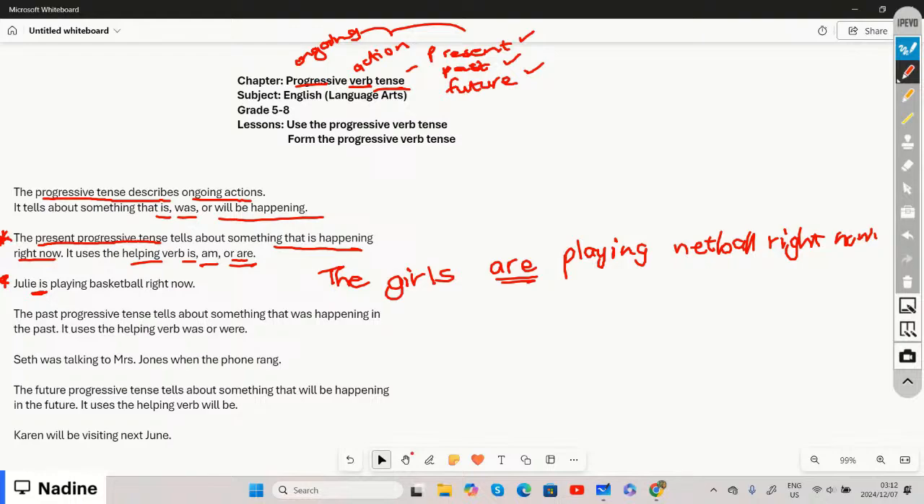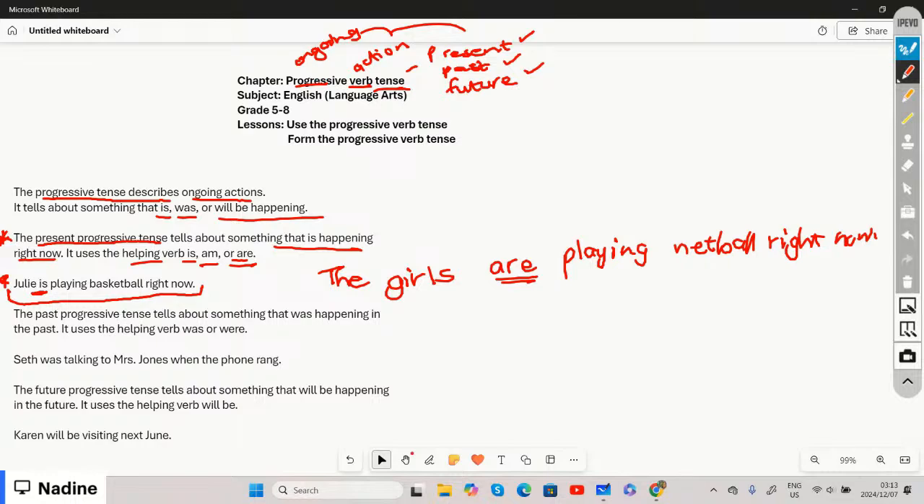All right. So with the present progressive verb tense, we see that it tells us about something that is happening right now, and it uses the helping verb is. Here is an example of how we can use the helping verb is: Julie is playing basketball right now. So if it refers to one person doing the action, we say is. We use the word is in front of our verb, and that will show the ongoing action that takes place.